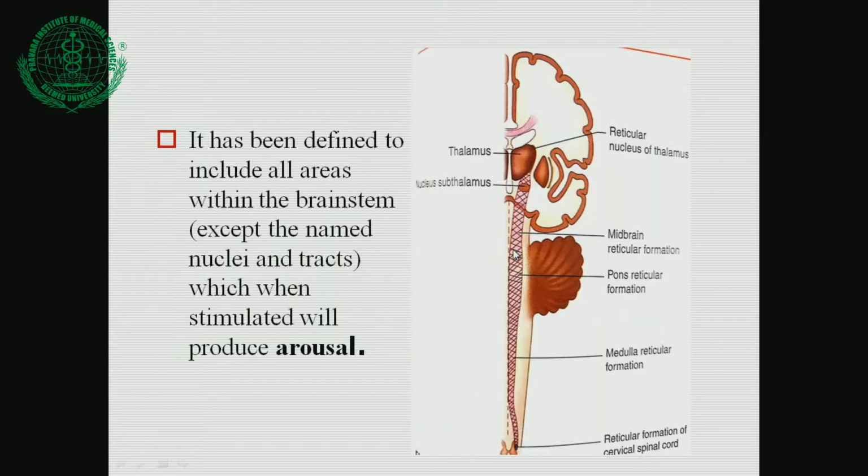So it is defined to include all areas within the brainstem except the named nuclei and the tracts, which when stimulated will produce arousal. So this core, along with the cervical part of the spinal cord, is known as the reticular formation. These are the mass consisting of the reticular formation.